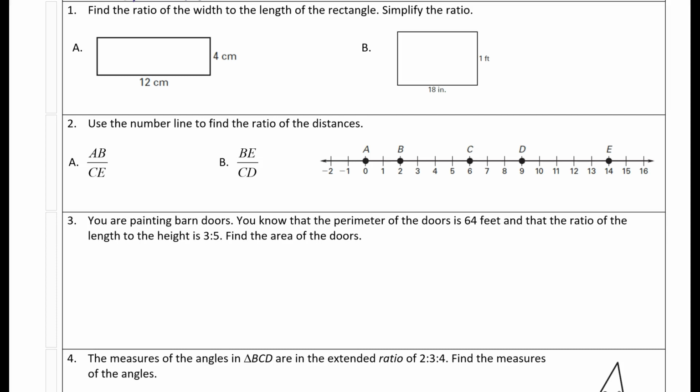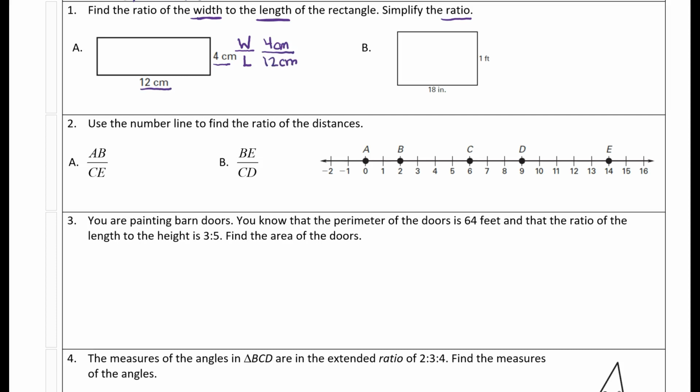Now let's look at two examples of ratios. It says, find the ratio of the width to the length of the rectangle. Simplify the ratio. Now, please keep in mind that the ratio must be same units, and the order matters. This says width to the length. So when we do our ratio, it must be width to length. So you can see here that 4 centimeters is the W, and you can see that L is 12 centimeters.